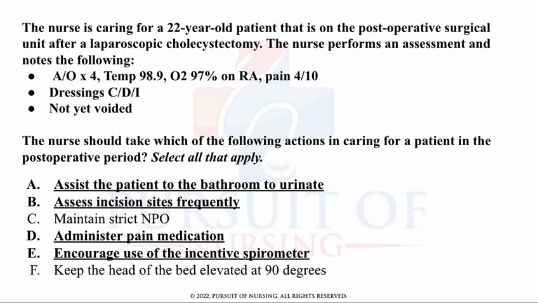The nurse is also going to want to assist the patient to the restroom to void. You do want to assess those incision sites frequently. You would give antiemetics and pain medications as needed. You would also encourage the use of the IS to aid in the prevention of atelectasis and potential pneumonia. An NPO or nothing by mouth status is not necessary, but of course you do want to wait until the patient is alert to offer any food or water to decrease that risk for aspiration.